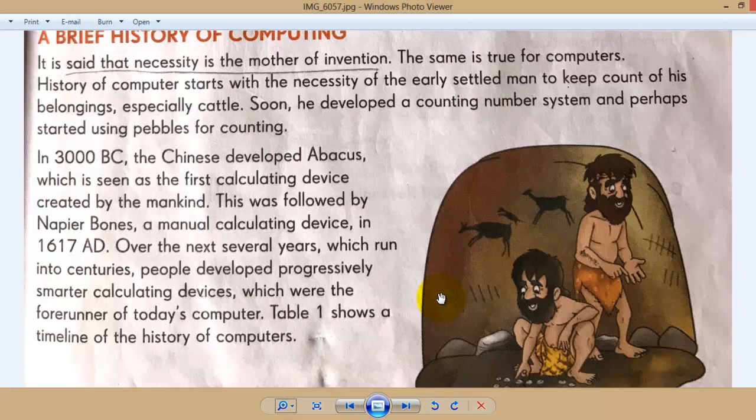On the next page, we are going to see a table of devices developed in different stages. I think we learned this in the previous class also, but let's revise a little bit. After many years of progressive development, man developed something more reliable than the previous version, more reliable than the abacus. Napier bones is this device.